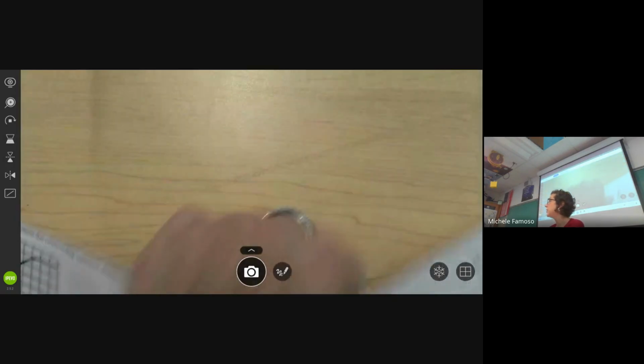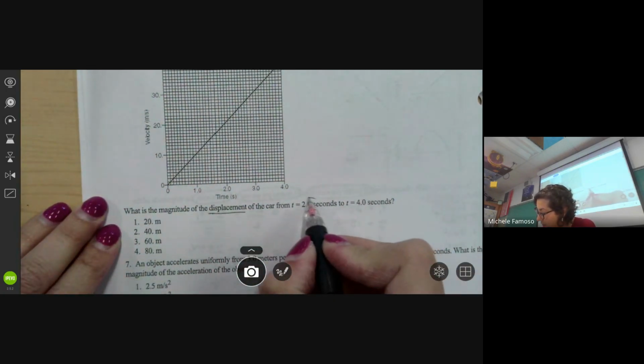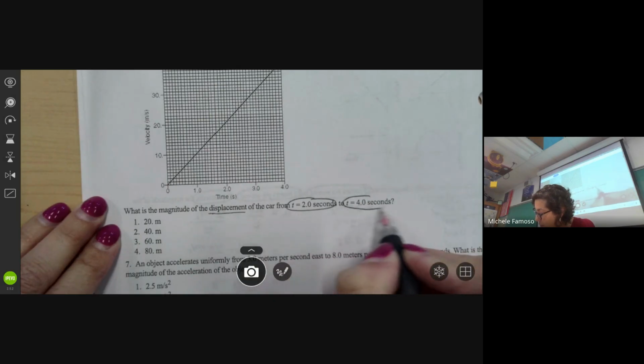All right, next 2 pages, which are facing each other. So that gets us through question 11. Anything through question 11 that you would like to ask? Sydney? Yes. Number 6 is asking you for the displacement from 2.0 seconds to 4.0 seconds.